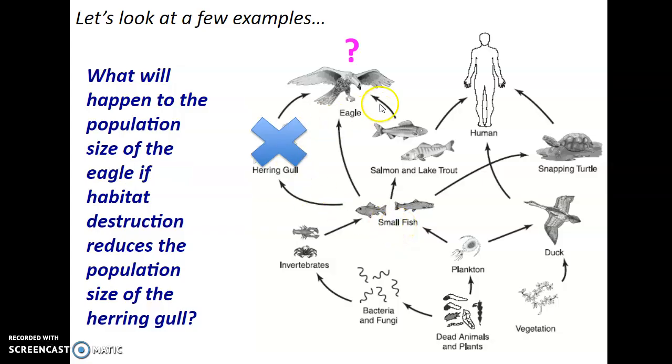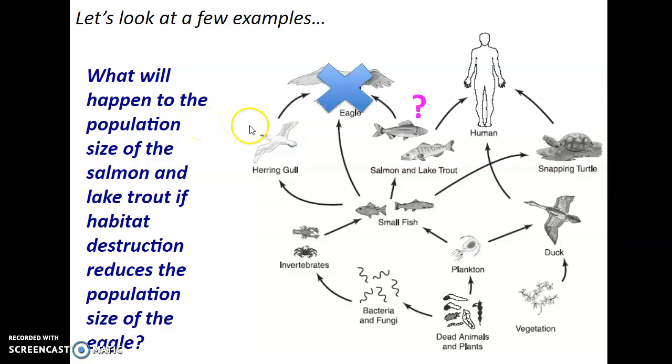So what do you think is going to happen to the eagle if the herring gull population decreases? We also think the eagle population will probably decrease because the eagles rely on herring gull, small fish, and the salmon and lake trout to eat. There is a possibility that it might not really differ that much because the eagle can eat more of the small fish, more of the salmon and lake trout, but it won't be preying on the herring gull.